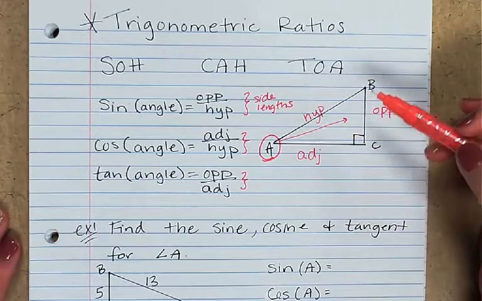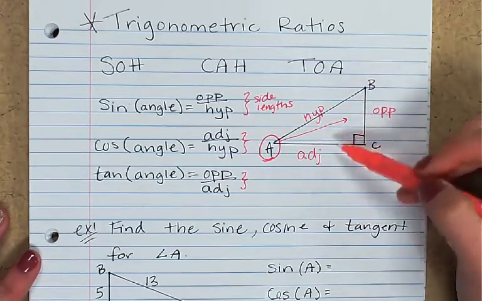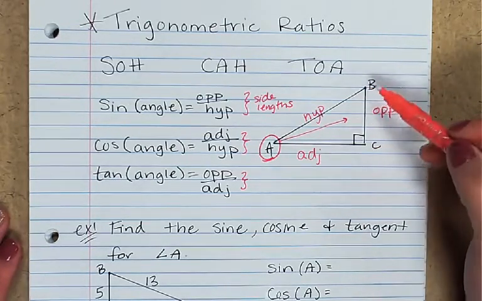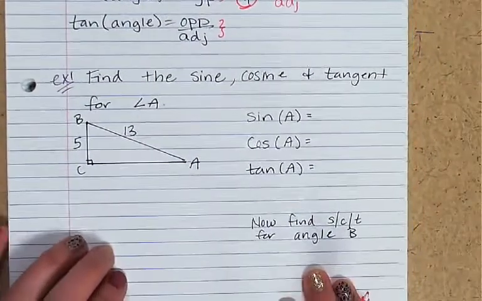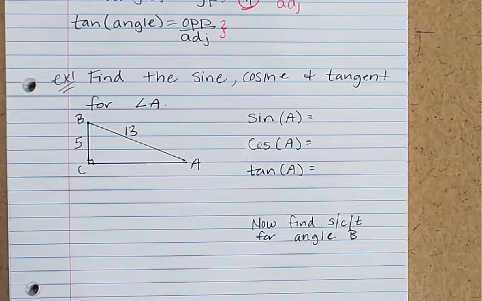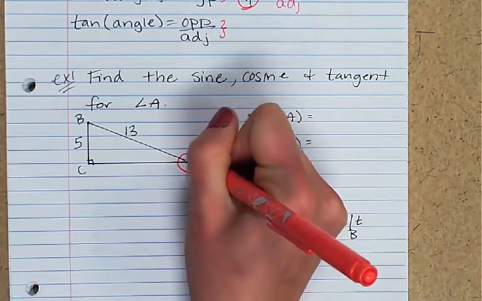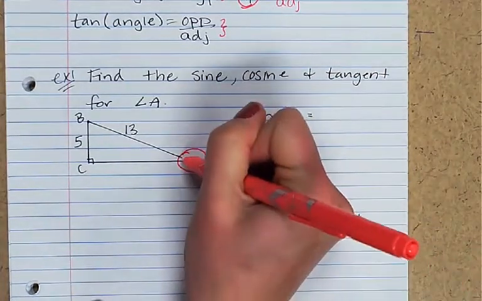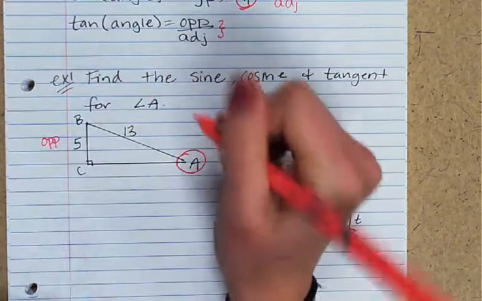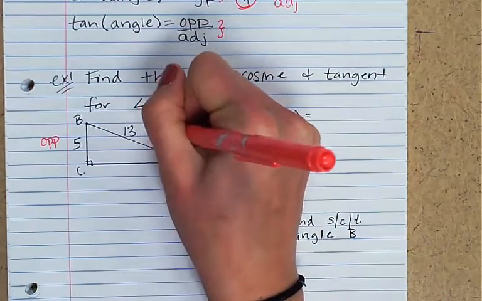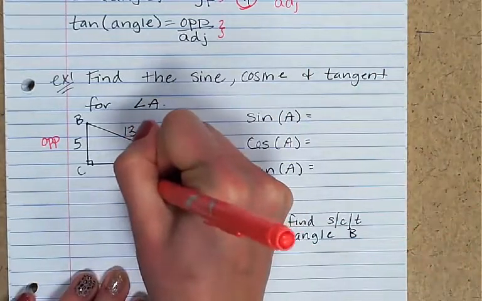Now, if we were to switch and have B be our reference angle, then these two flip. Then this would become the opposite and this would be the adjacent. So for example 1, it says, find the sine, cosine, and tangent for angle A. So this is our reference angle that we're talking about right now. So that would mean all the way across is our opposite leg. The leg opposite the right angle is our hypotenuse. And then the other leg that's touching A, this is our adjacent.